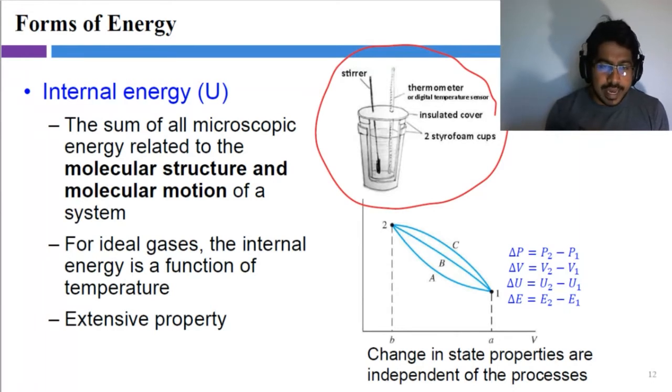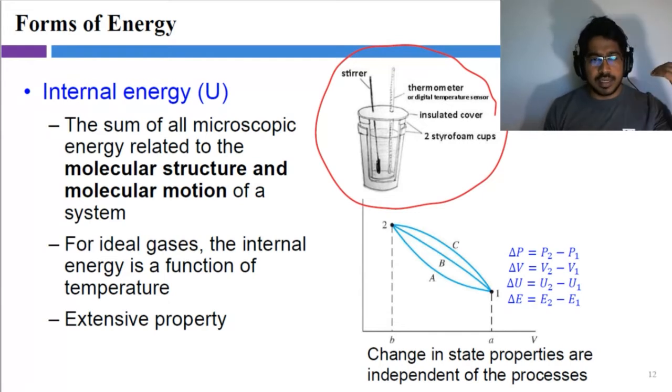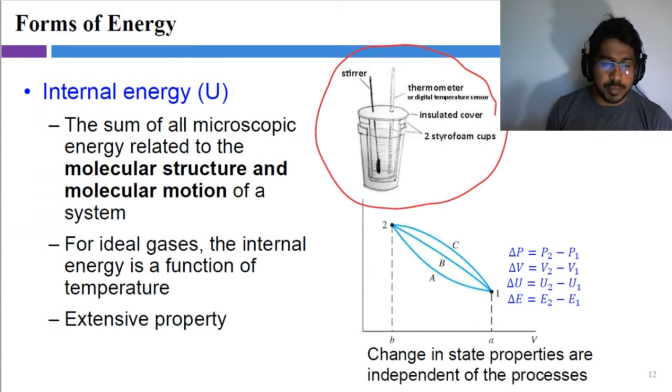So for ideal gases, the internal energy is a function of temperature. If the temperature goes higher, then the internal energy level goes higher. If the temperature goes lower, then the internal energy level goes lower, right? For other substances, let's say real substances, the internal energy is a property of temperature, and there could be other parameters such as pressure that determine the internal energy level, right?